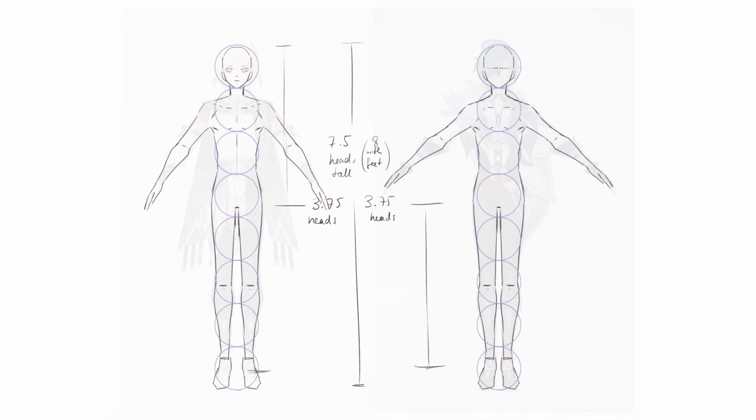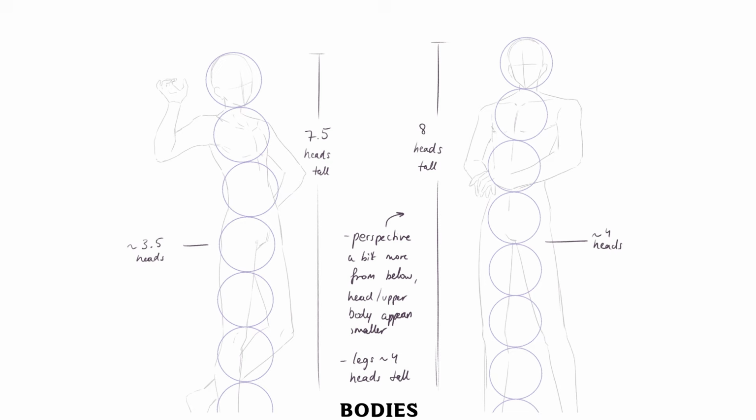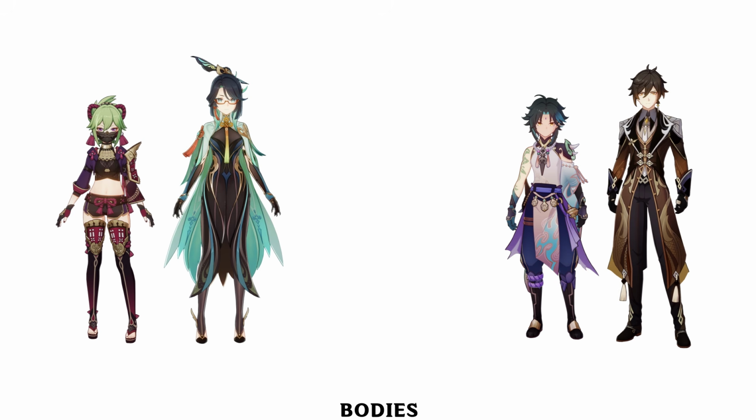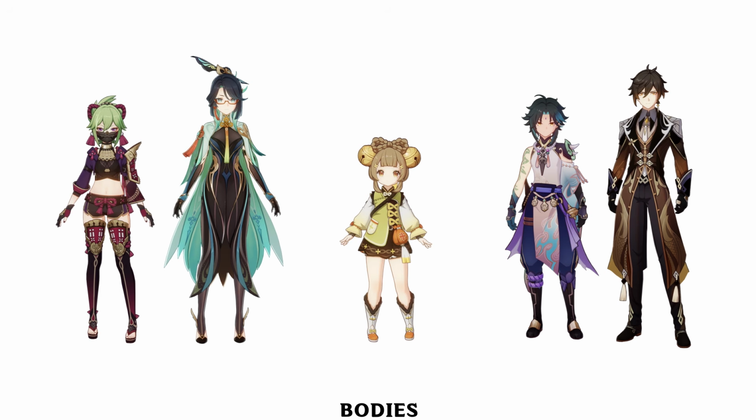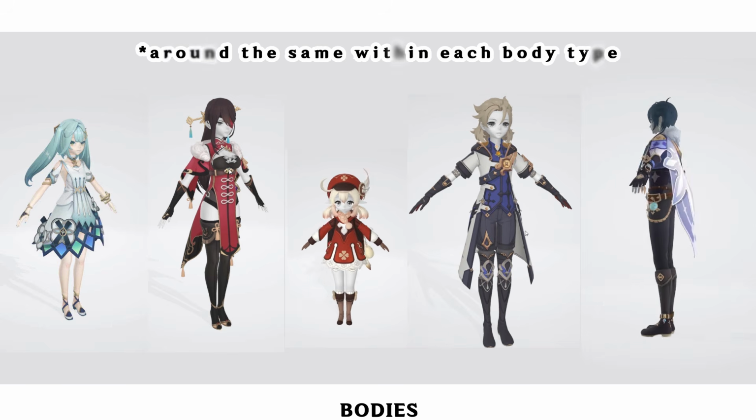Next, let's move on to the proportions and bodies. You likely know that in Genshin Impact you have 5 different body types: medium and tall male and female, as well as short female. For the 3D models of these characters, the proportions tend to be around the same.